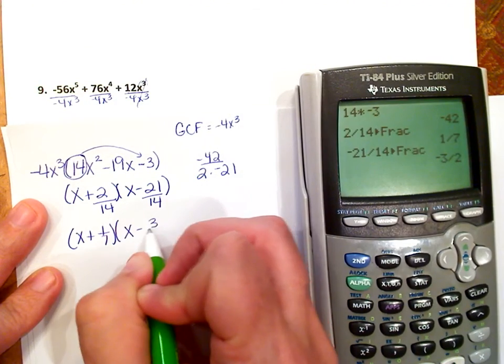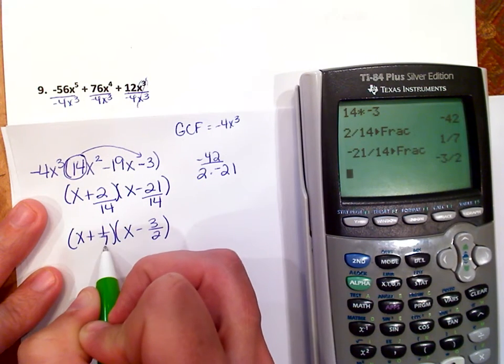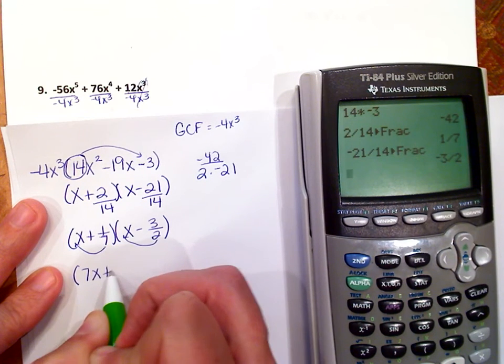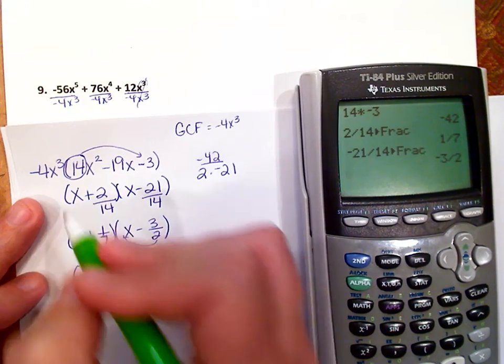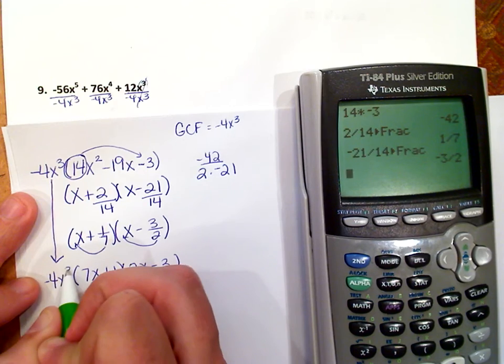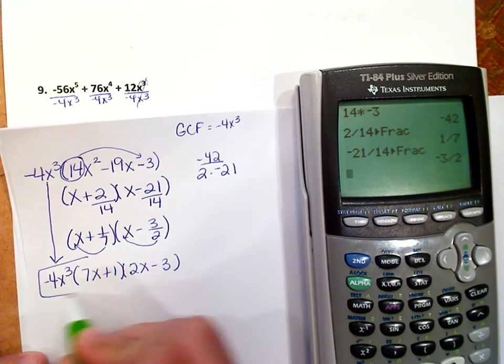So x minus 3/2. And then the last step is bottoms up. Move the bottom number up in front of x. So this is 7x plus 1 and 2x minus 3. Do not forget your GCF needs to come down in front of your answer. And that's number 9.